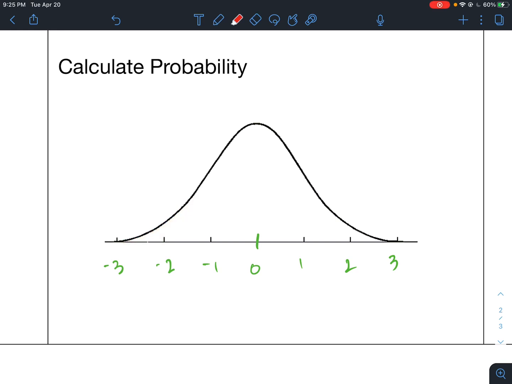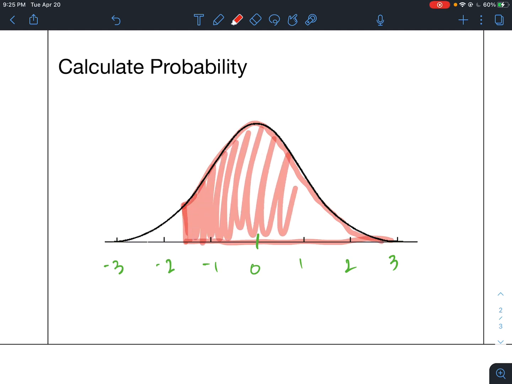If it's asking for more, so let's say it wants to know the probability that a data value will lie somewhere greater than negative 1.5 standard deviations, then I'm trying to find the area right here. In this case, I'm going to take 1, which is the total area under the curve, and then I'm going to subtract this right here.